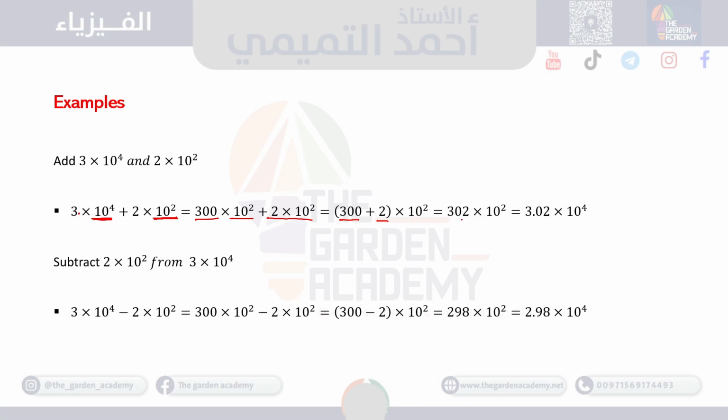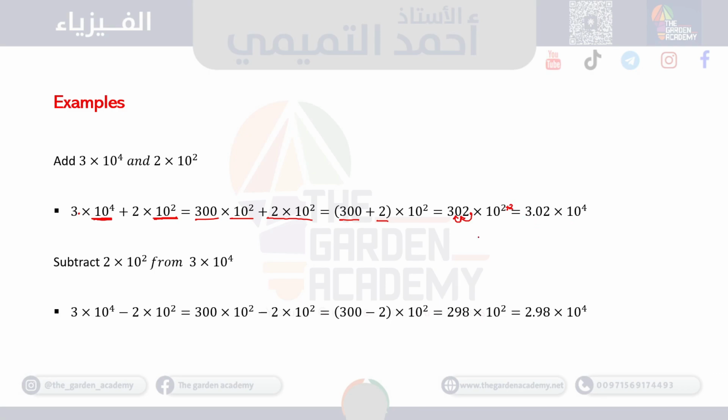In order to write it down in the correct scientific notation form, we have to move this decimal point to the left by 2 digits in order to have a coefficient between 1 and 10. So it becomes 3.02. Since we moved the decimal to the left by 2 digits, we add 2 to the exponent. Why? We moved to the left, so we add 2. So the answer becomes 3.02 times 10 to the power 4.